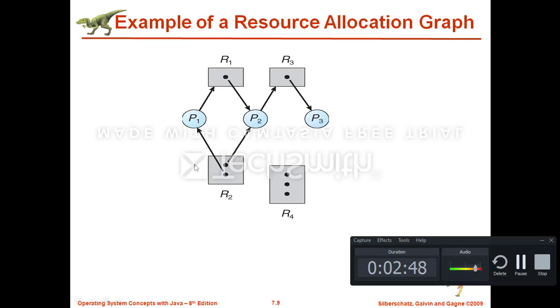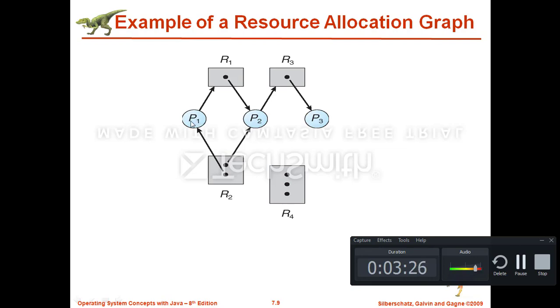Coming to the graph, resource R2 has 2 copies: 1 copy is given to P1 and 1 copy is already assigned to P2. Because there is a directed edge from resource to the process, it is called an assignment edge. 1 dot means 1 instance is given to the process P1, 1 instance is assigned to the process P2. But there are 3 instances of R4, which are not allocated to anyone; they are available in the system itself. P1 is already having 1 copy of R2, P2 is already having 1 copy of R2. 2 were available, and both were used for P1 and P2.